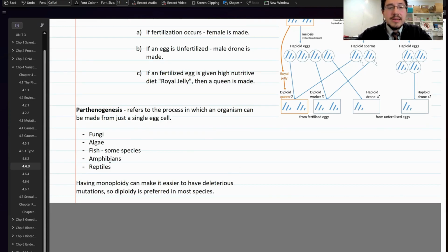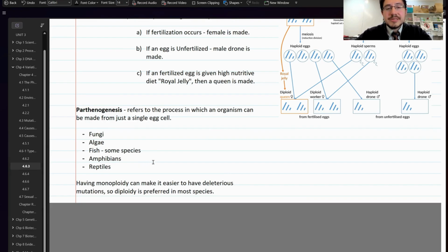It's quite common in algae and fungi. I don't want to say common, but it does appear in fish and reptiles and amphibians also, right? Where unfertilized egg cells can become an individual.